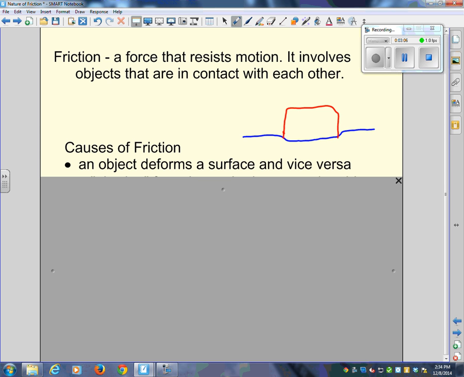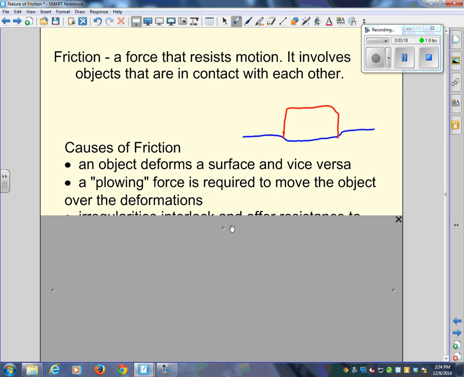Good point. So they're actually saying that the book or whatever's sitting on the tabletop actually creates a little tiny hollow, deforms the surface, right? And that a plowing force is required, an uphill, up the ramp kind of force is required to move the object over this deformation. That's one of the theories.